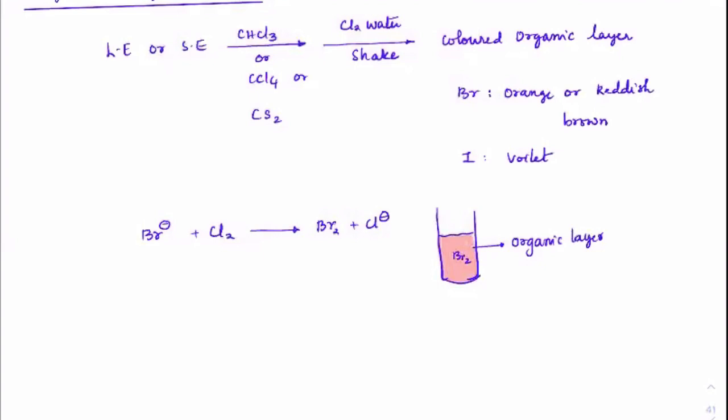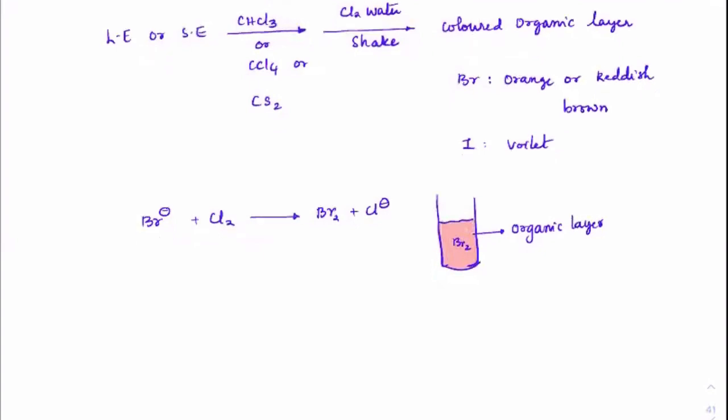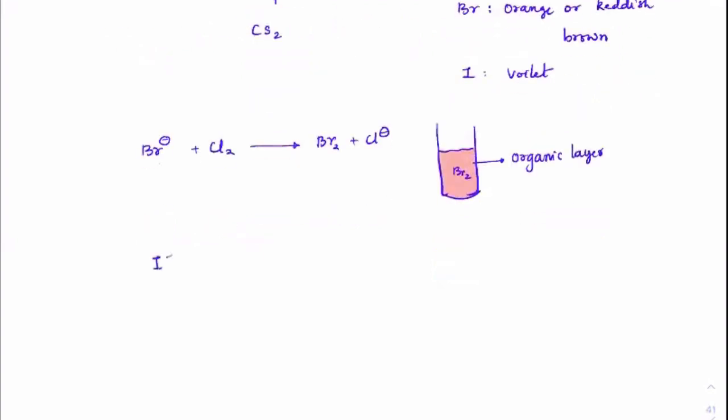Similarly, in case we have I minus, then that will also react with Cl2, forming I2 plus, sorry, I2 plus Cl minus. And the I2 which has formed will appear violet in color.